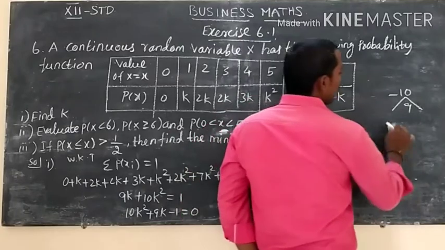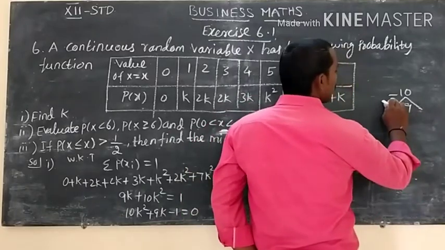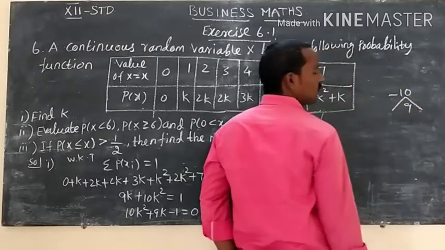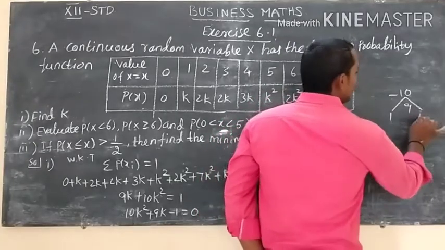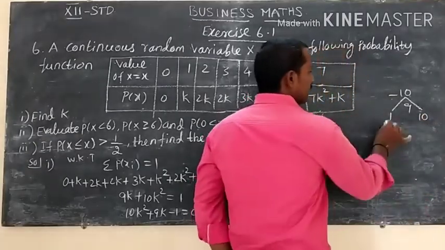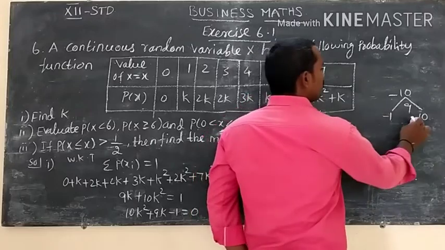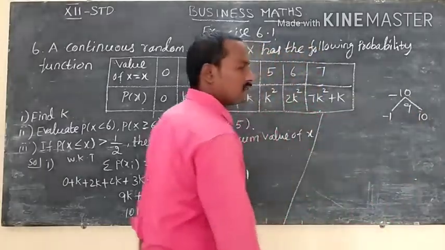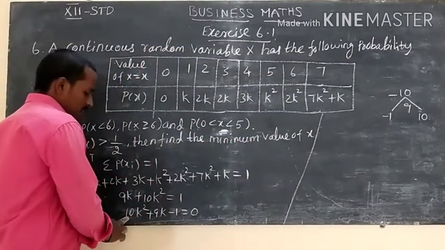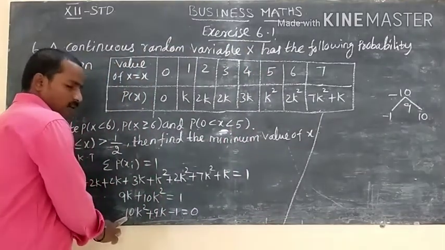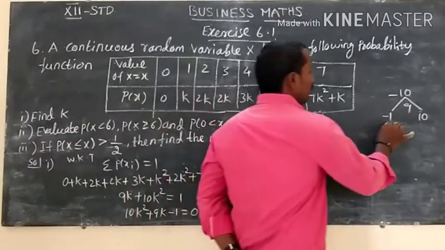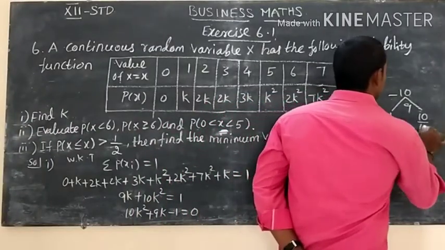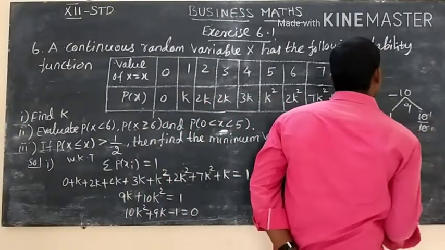So what numbers do we select? The product of the values is minus 10 and the sum of the values is 9. 1 tens are 10 and here put the minus into plus, minus 1 tens are 10, 10 minus 1 is 9. So also divide by the coefficient of k square. Coefficient of k square is 10, so divide both the factors by 10. 1 tens are 10, 1 tens are 10.